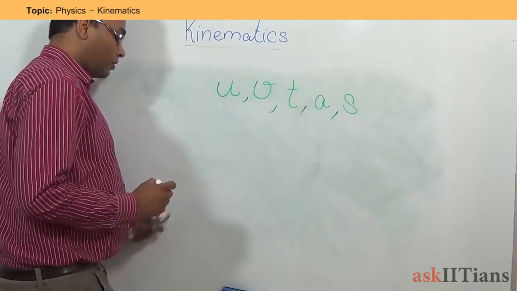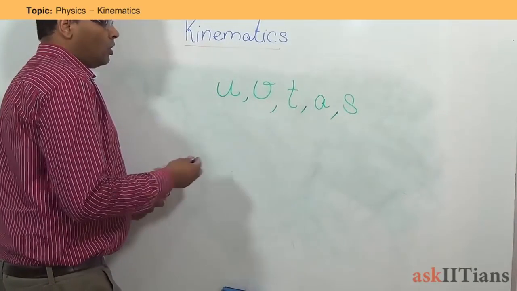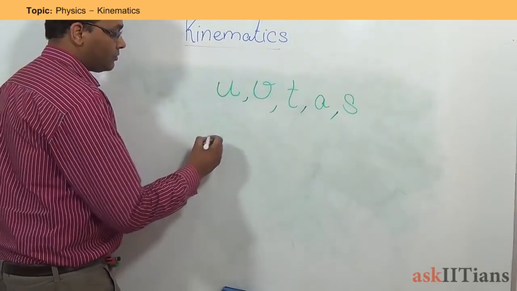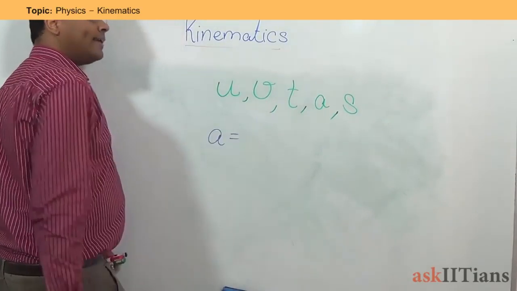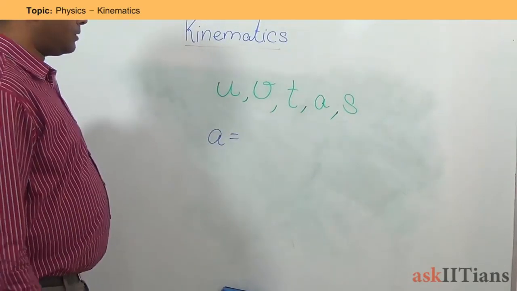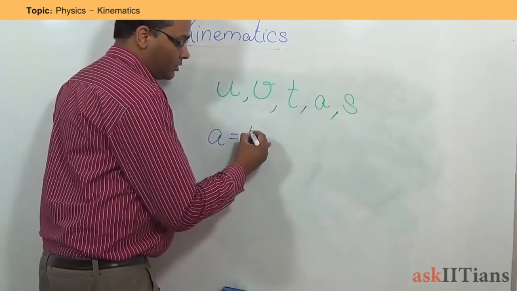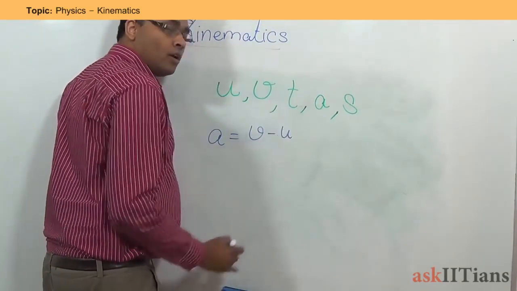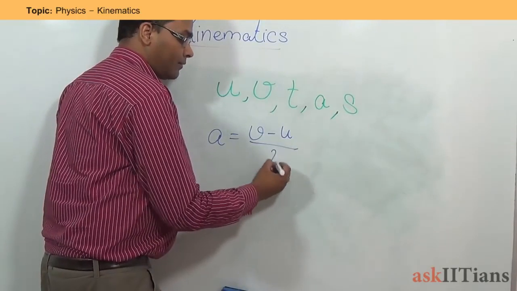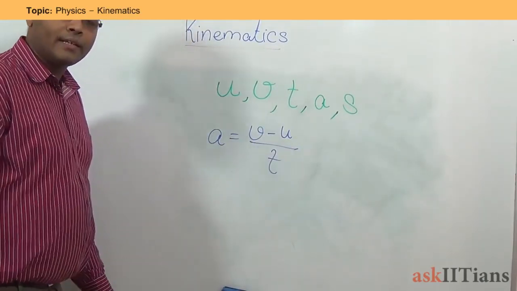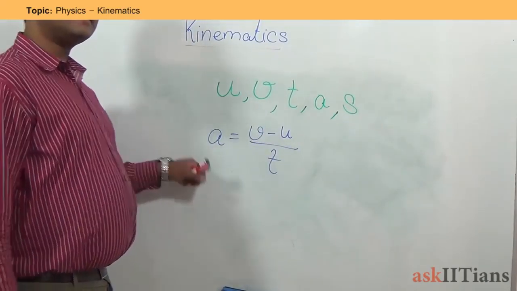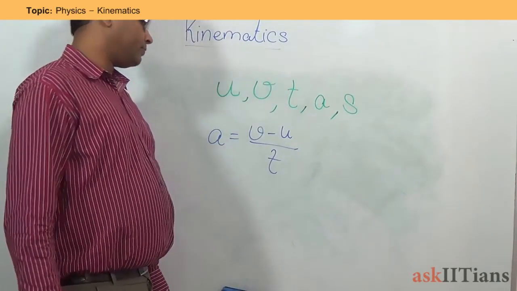So when we try to talk about acceleration, what exactly is acceleration? Acceleration is defined as a change in velocity with time. So change in velocity means the final velocity minus the initial velocity. That will be equal to v minus u divided by the time taken t. Okay, so this is the acceleration that we have.